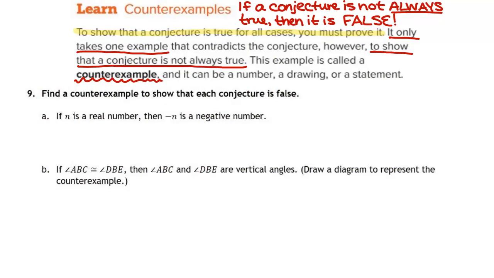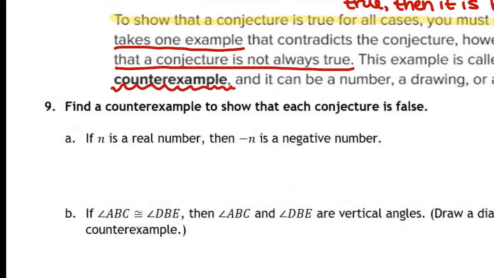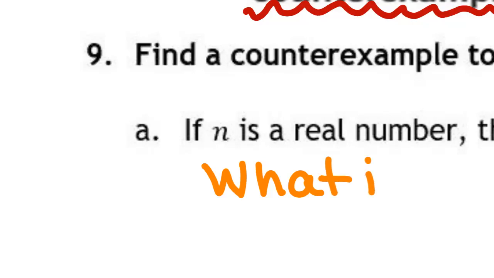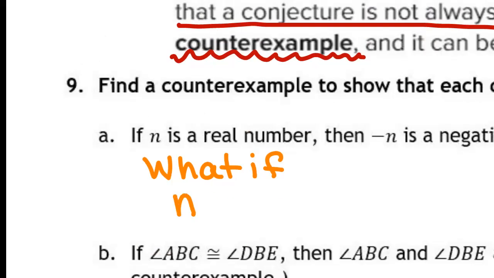All right, so let's look at example number 9 here. It says, find a counterexample to show that each conjecture is false. A says, if n is a real number, then negative n is a negative number. Okay, but what if n is equal to negative 4? Do you guys agree that negative 4 is a real number? Not a fake number? We have a real number.